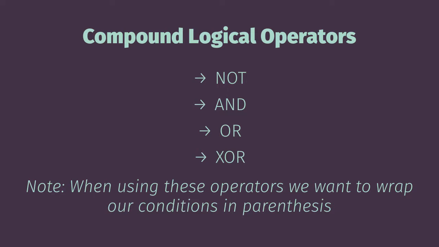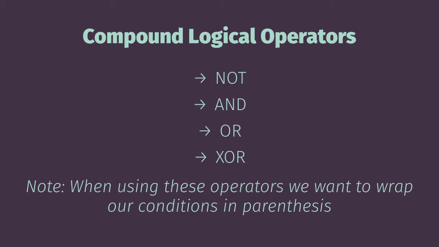So in addition to our relational operators discussed before, we're also going to have compound logical operators. And so these will be NOT, AND, OR, and XOR. And we'll talk about what these specifically mean when we get to the code examples a little bit later in the lecture. But these are going to allow us to ask two questions at one time.